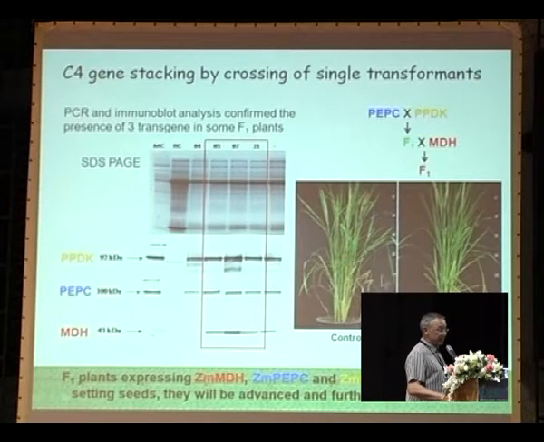And then we're pyramiding these lines to stack them, and at the moment this is our first line that we've stacked. We've got 3 genes into the same line. The 2 plants look rather similar. They don't seem to have any huge phenotypes at the moment. And so that work is ongoing.